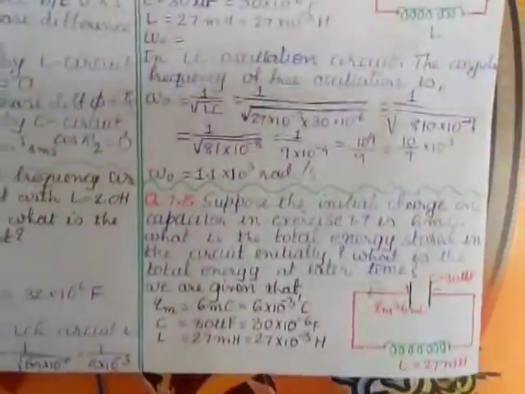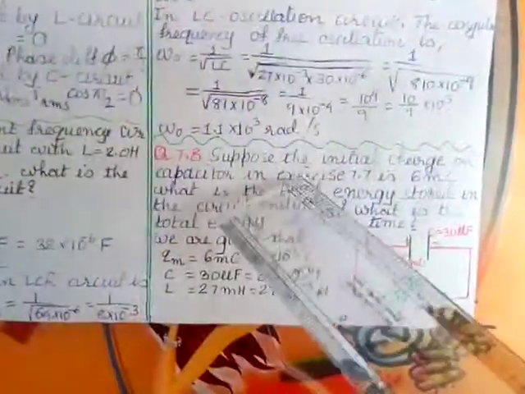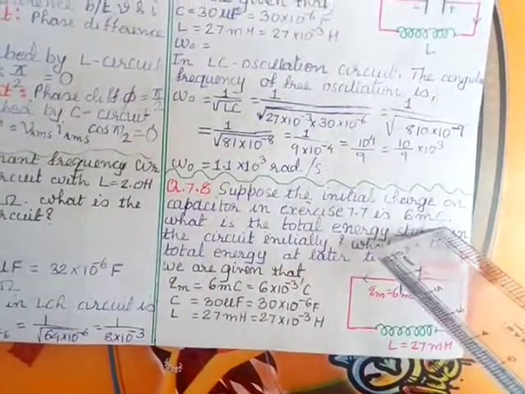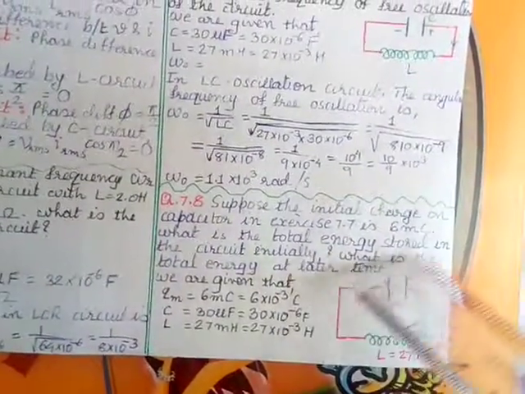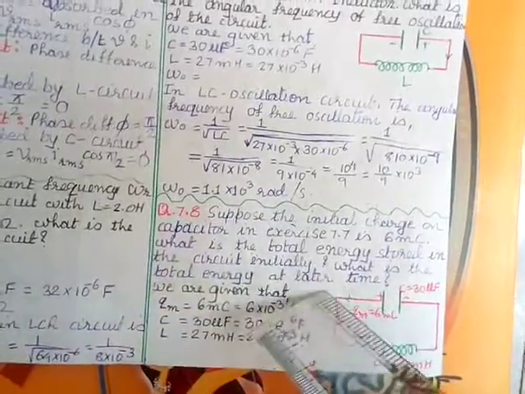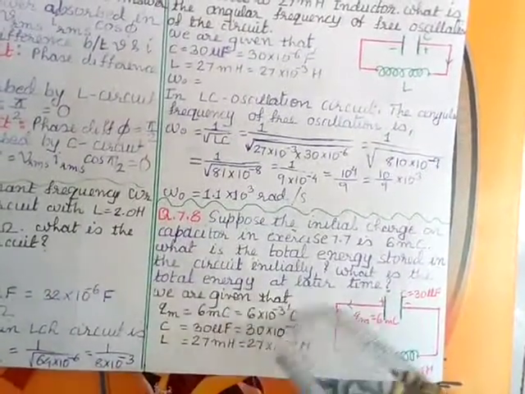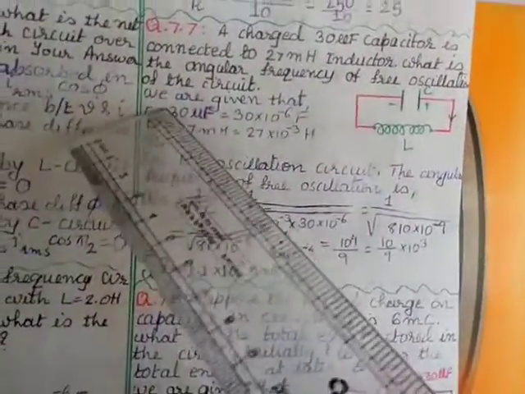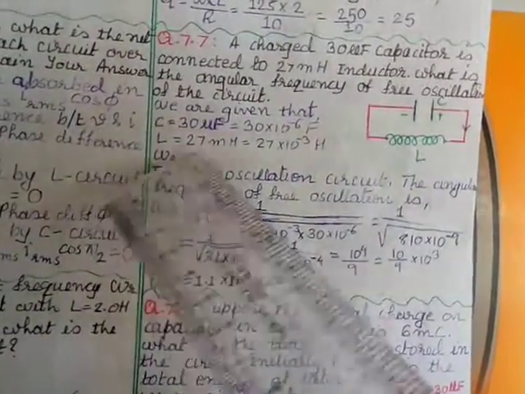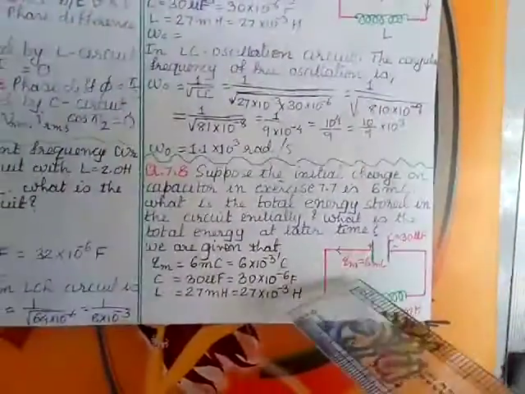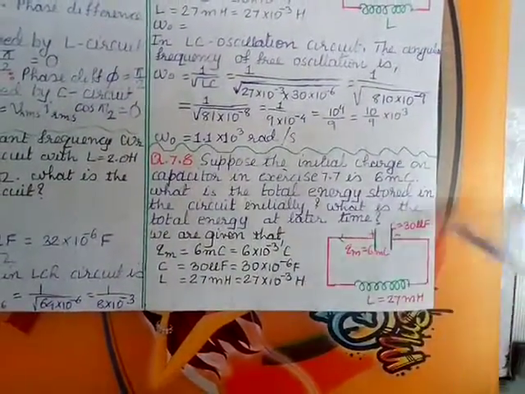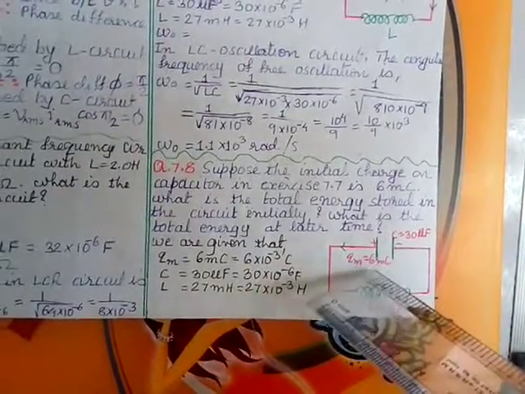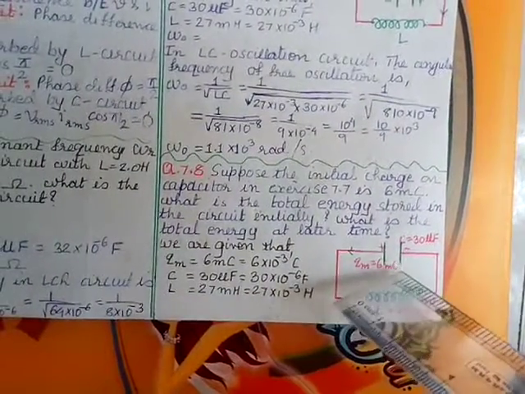Okay, question number 7.8. Suppose the initial charge on capacitor in exercise 7.7 is 6 millicoulomb. What is the total energy stored in the circuit initially? What is the total energy at later time? So the same data we will consider for the value of C and L. Only charge on the capacitor is given to you, 6 millicoulomb. Okay, this is the circuit diagram. C value and L value I have taken from the previous question, and QM is given to you in this question, that is 6 millicoulomb.